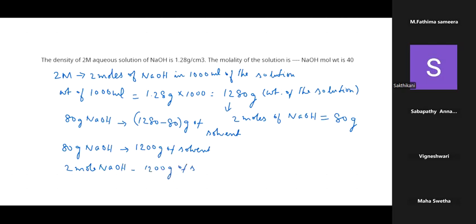What would be the number of moles of NaOH present in 1000 gram of the solvent? That is molality. Therefore, 2 divided by 1200 into 1000. If 1200 gram contains 2 mole, what will be the amount of NaOH present in 1000 gram of the solvent? Therefore, it is 1.67 molal.